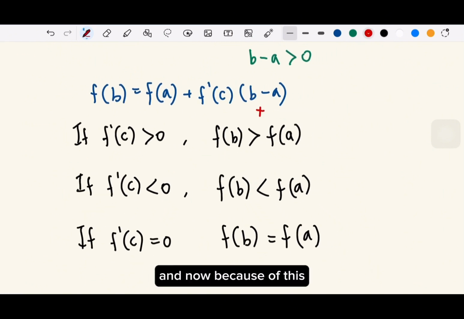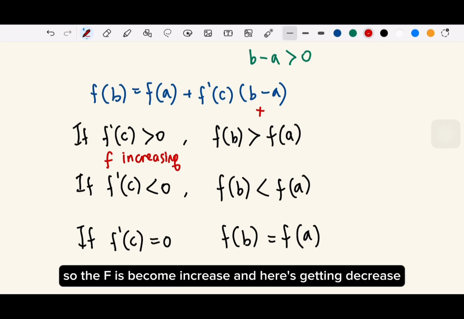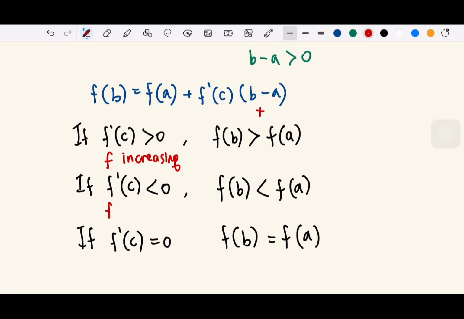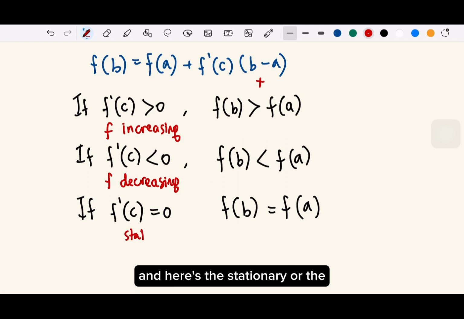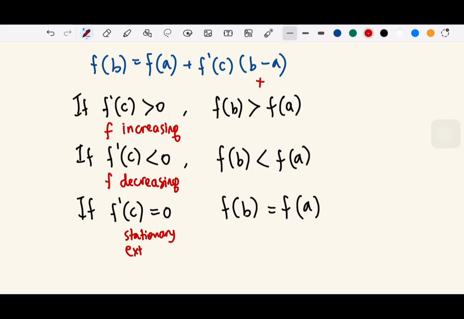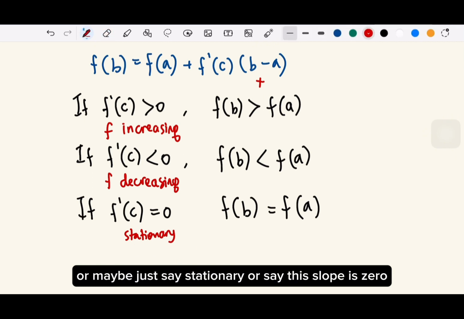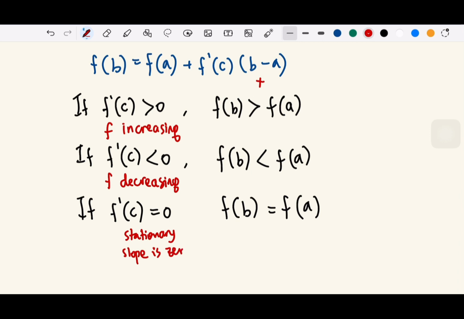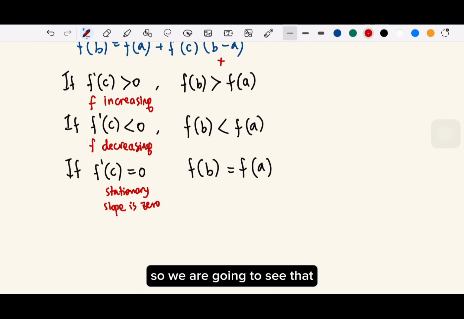Because of this, we know that f is increasing in the first case, f is becoming increased. And here it is getting decreased. And here is the stationary point, or extreme point, or turning point. Or maybe just say stationary, or say the slope is 0.